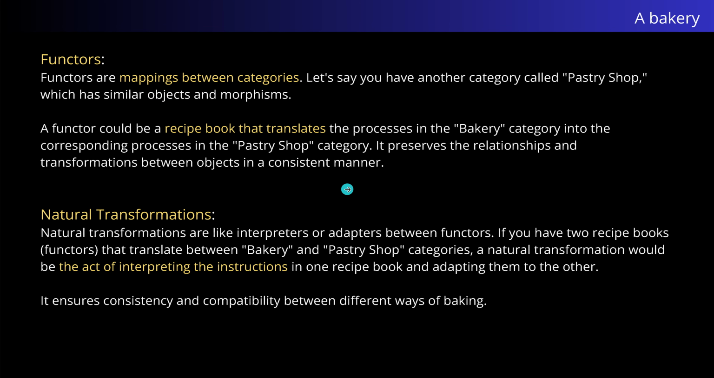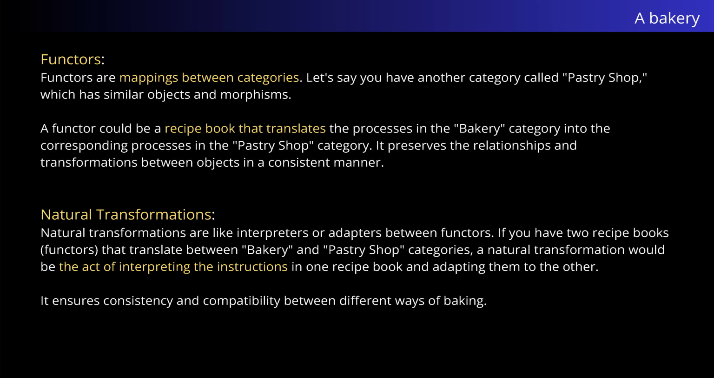Having this, we have now mappings between categories. We defined what are categories, and now we map different categories. Now, the mapping between them, we need a functor. Let's say we have another category called a pastry shop, also very famous in Vienna, which has similar objects and morphism. So, what is a functor in our example?